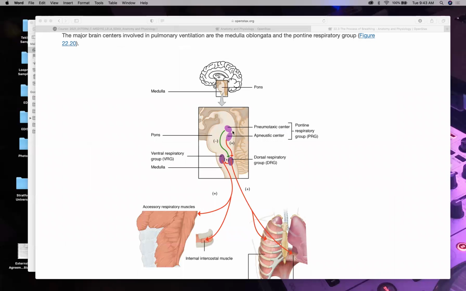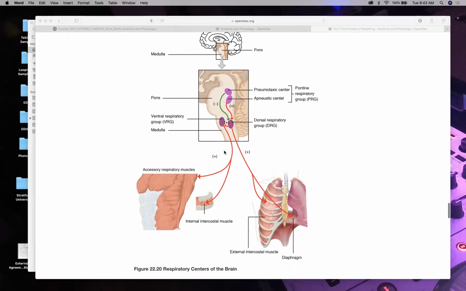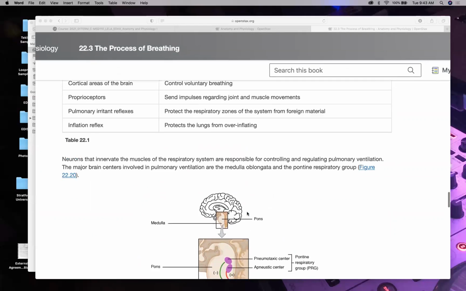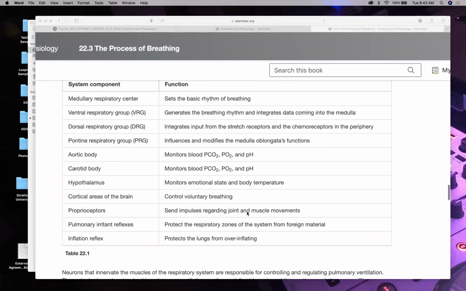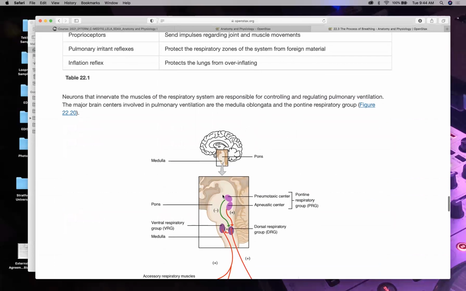These are all nerves that are all bunched together that deal with your intercostal muscles and your diaphragm. Now, VRG, DRG, PRG, they are located here. It goes at the base of your brain, and that makes sense.